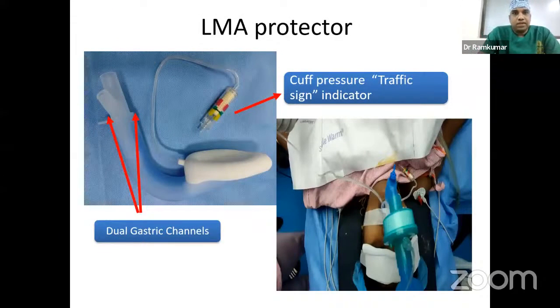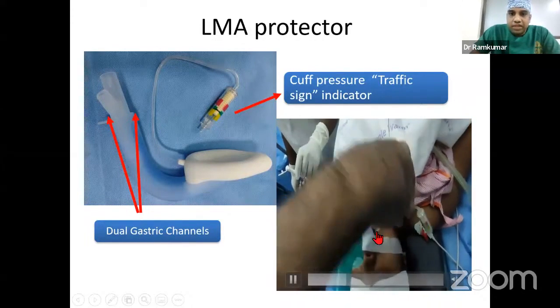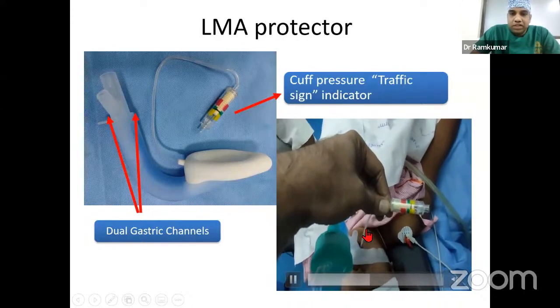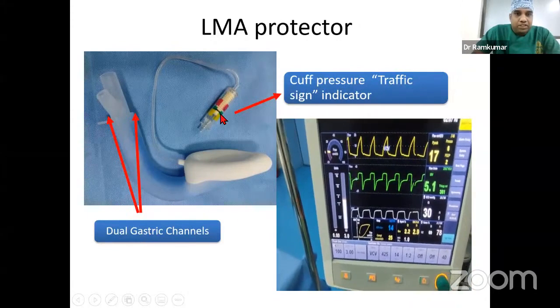Now going to a recently introduced device called the LMA Protector. The advantage here is that it's a single-use device available in silicone. It has two drain tubes. One is projected, and one is there to pass a Ryle's tube. You can see here, on one you can just attach a suction catheter and do suctioning. And it has a pilot, which is cuff pilot technology.